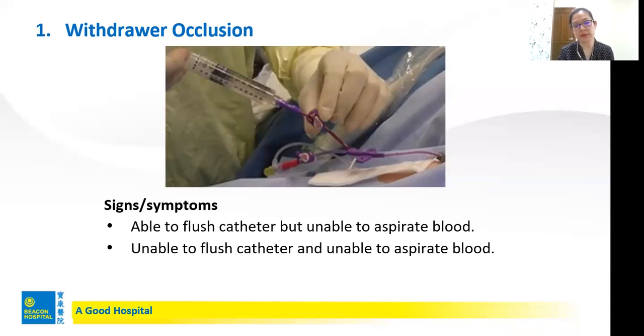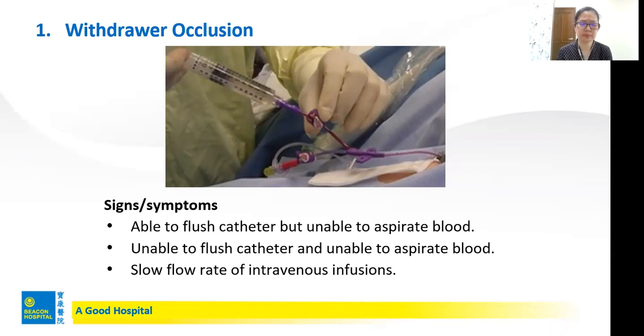Sometimes you also encounter, even when you wish to flush, you are unable to push in. Neither can you aspirate blood backflow, or there is a bit of resistance to push in, resistance and hard to aspirate, and when you hang up a saline and let it free flow, you observe a slow flow rate of the intravenous infusion. So all these are the signs that some occlusion is happening, okay?